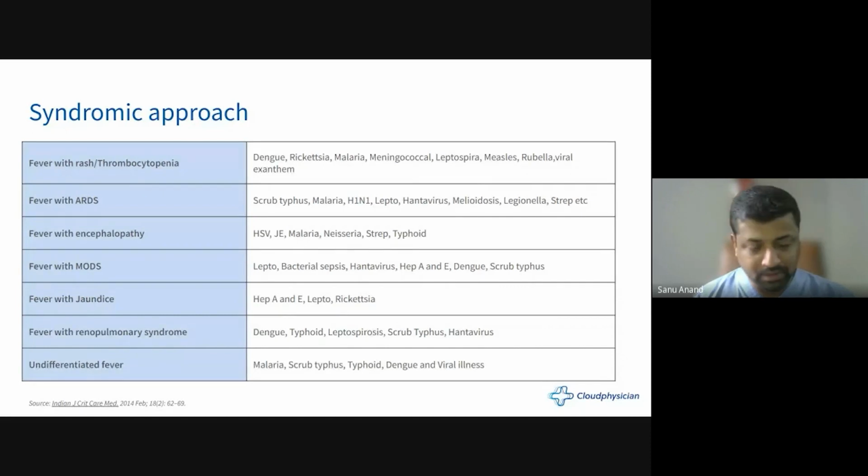Legionella is not that uncommon in India. It's just that we never really test for it. Fever with encephalopathy. Now, the most important diseases to remember here are the treatable ones.